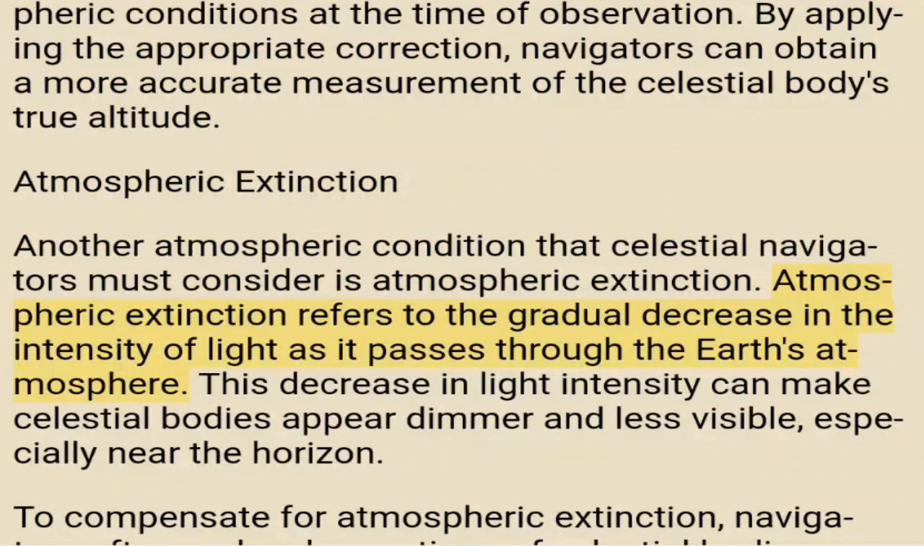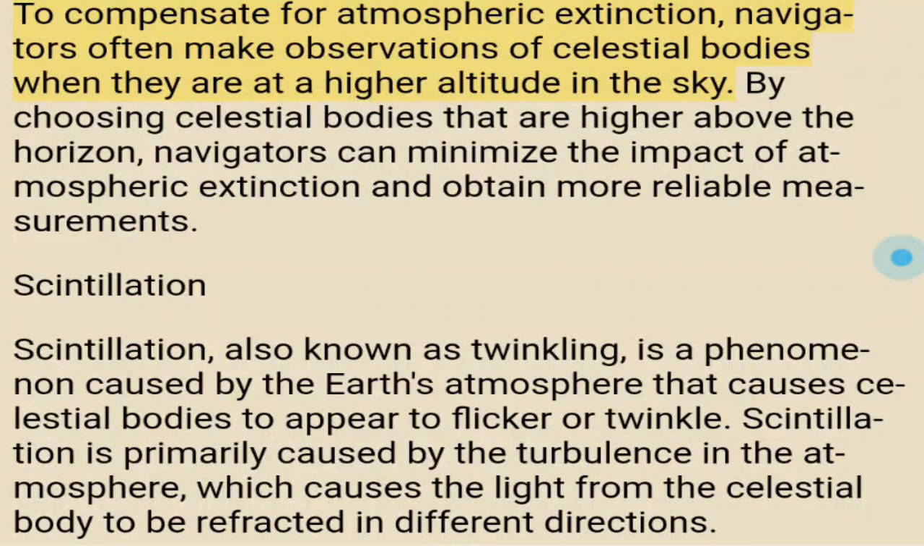Atmospheric extinction. Another atmospheric condition that celestial navigators must consider is atmospheric extinction. Atmospheric extinction refers to the gradual decrease in the intensity of light as it passes through the Earth's atmosphere. This decrease in light intensity can make celestial bodies appear dimmer and less visible, especially near the horizon. To compensate for atmospheric extinction, navigators often make observations of celestial bodies when they are at a higher altitude in the sky. By choosing celestial bodies that are higher above the horizon, navigators can minimize the impact of atmospheric extinction and obtain more reliable measurements.